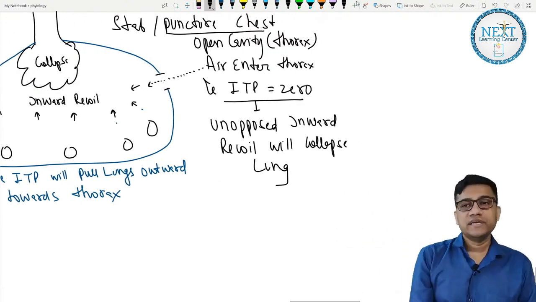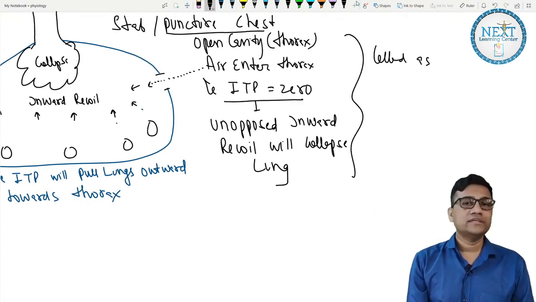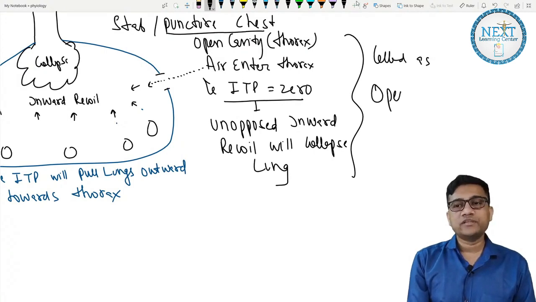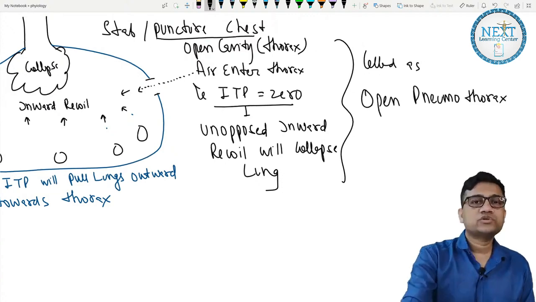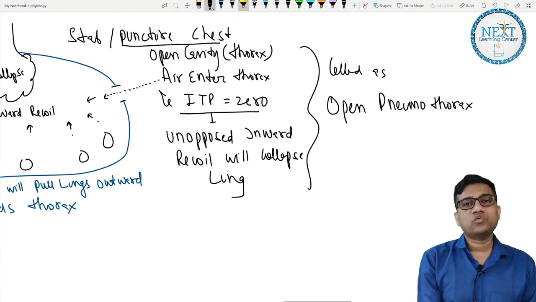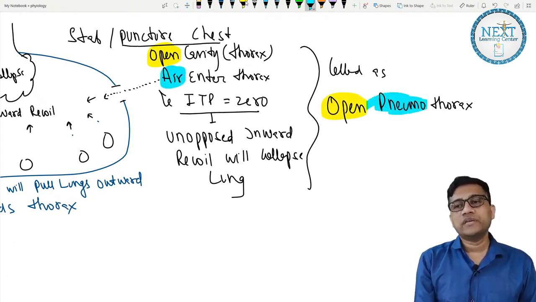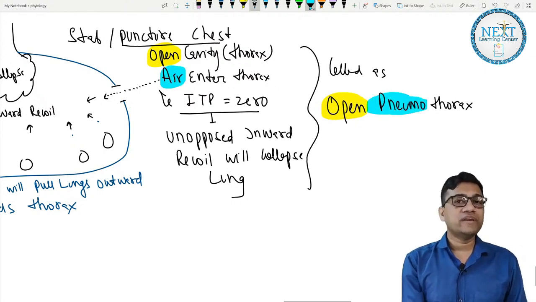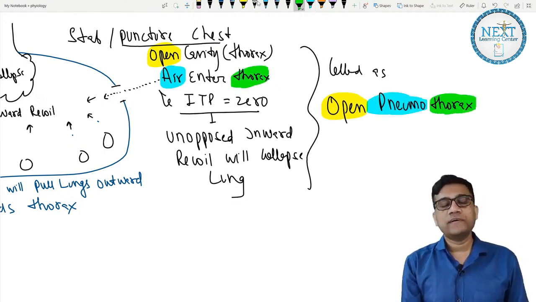And this condition is called what? Is it an open or closed cavity? Open cavity, so open pneumothorax. Why is it open? Because it is an open cavity. What does pneumo mean? Pneumo means air. So where is the air now going, in the lungs or thorax? It is going in the thorax. So that's why it is called open pneumothorax.